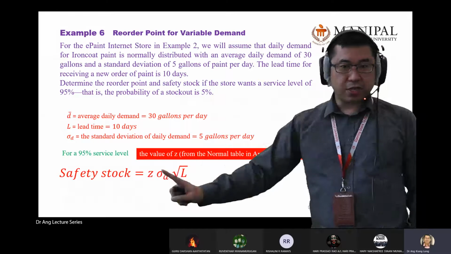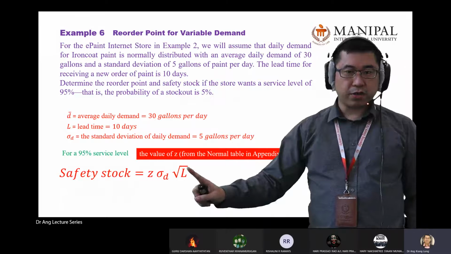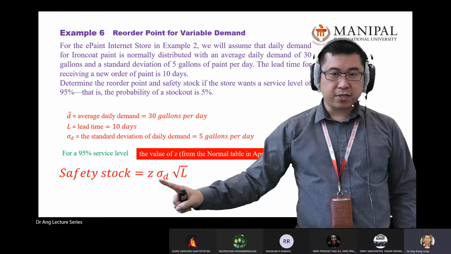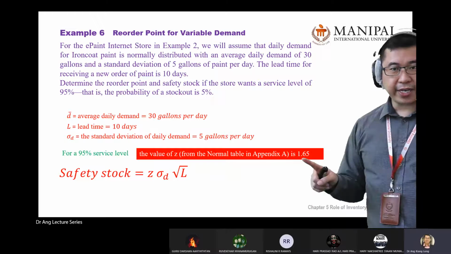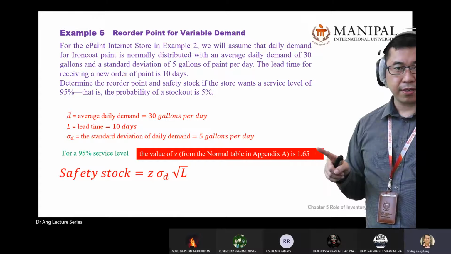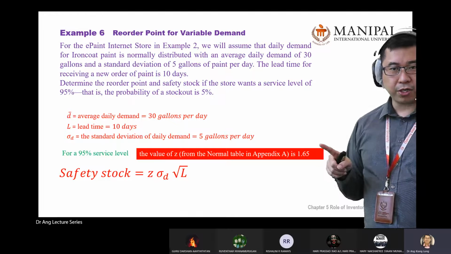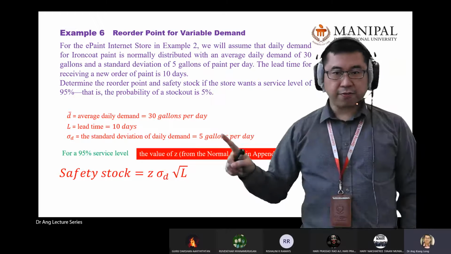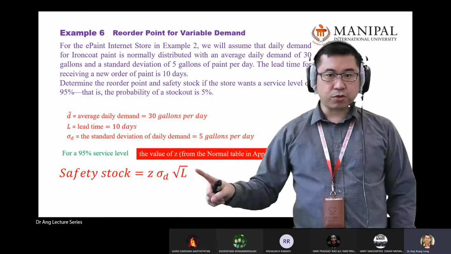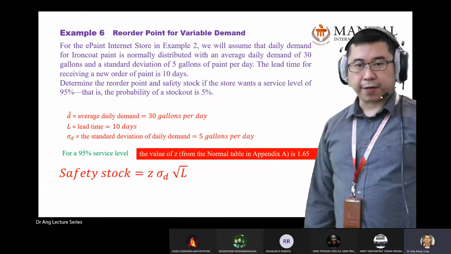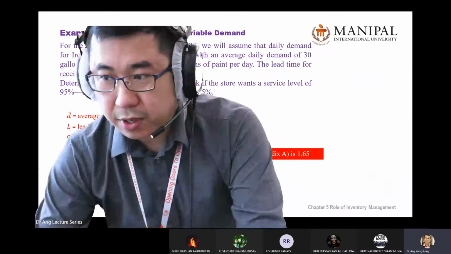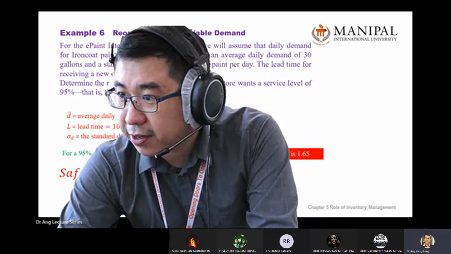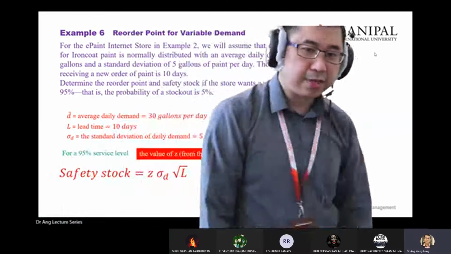You know that the safety stock equals z sigma square root of L. You already get your z from the appendix or from the normal distribution table. Sigma is given as 5, and lead time is 10, so you take its square root. Sarini, are you there? Sarini, help us to calculate what the safety stock is.